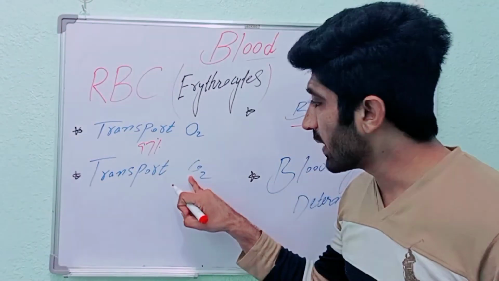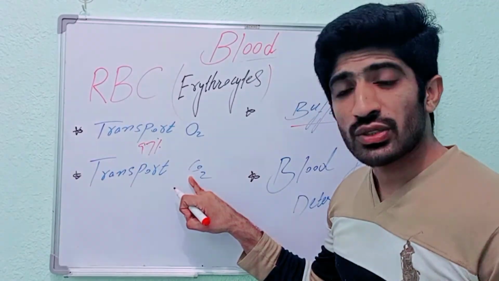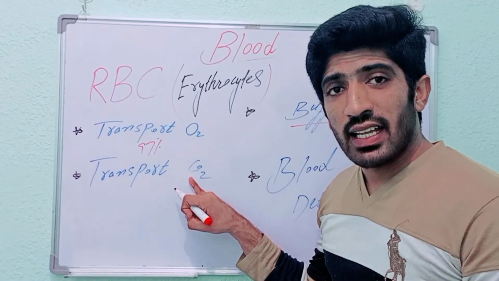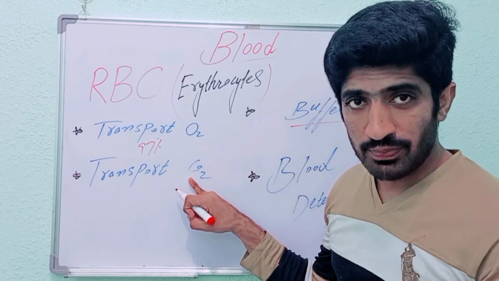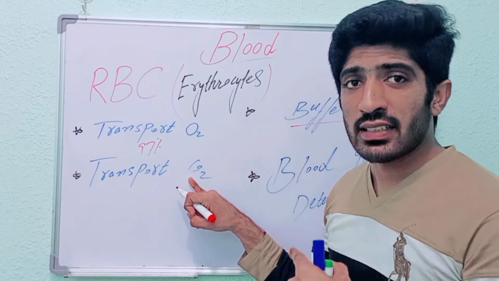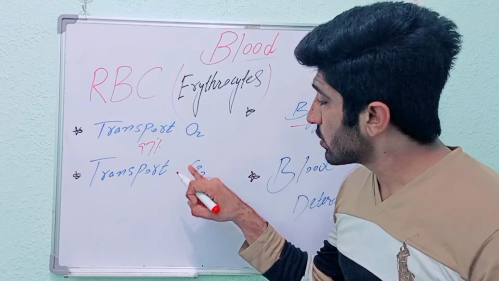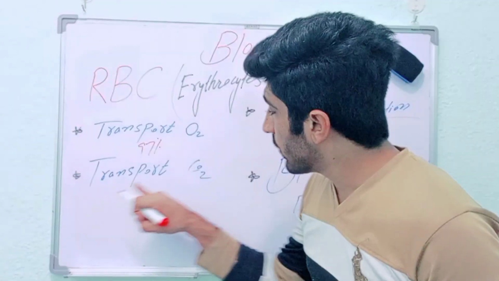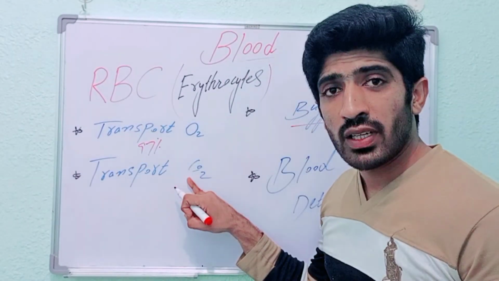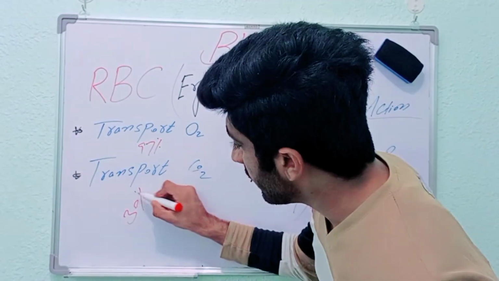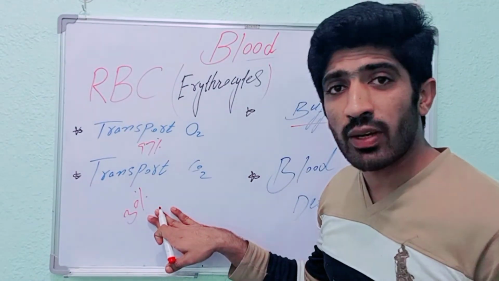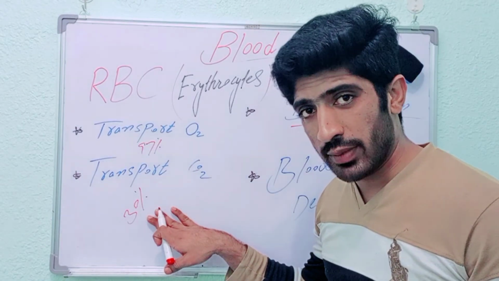After that is the transport of carbon dioxide. Students, red blood cells carry carbon dioxide from the tissues of our body to the lungs. And through the lungs, carbon dioxide goes outside of the body. Here hemoglobin combines with carbon dioxide and forms carbohemoglobin. And 30% of carbon dioxide is transferred in the blood in the form of carbohemoglobin.